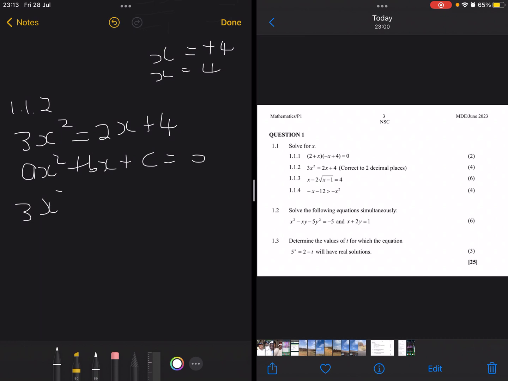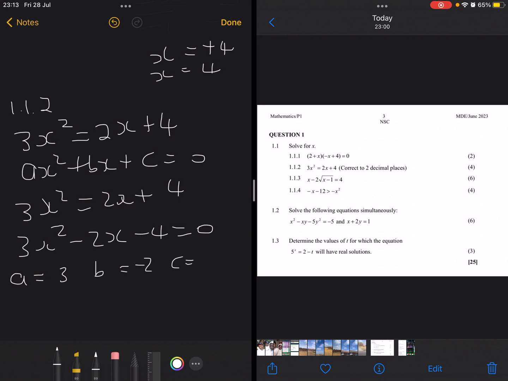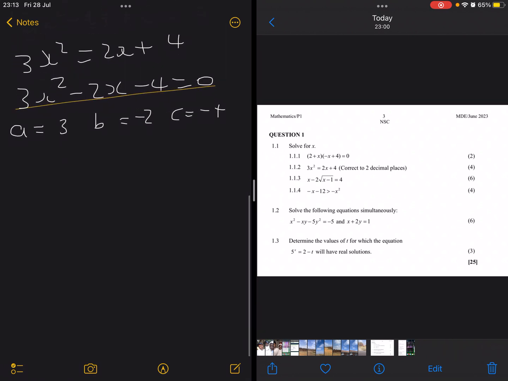So it's 3x squared equals to 2x plus 4. You have to take the 2x plus 4 to the left hand side, so that it becomes 3x squared minus 2x minus 4 equals to 0. And then now you have to identify that your a is equals to 3, your b is equals to negative 2, and your c is equals to negative 4. The next up it's substituting into your quadratic formula.